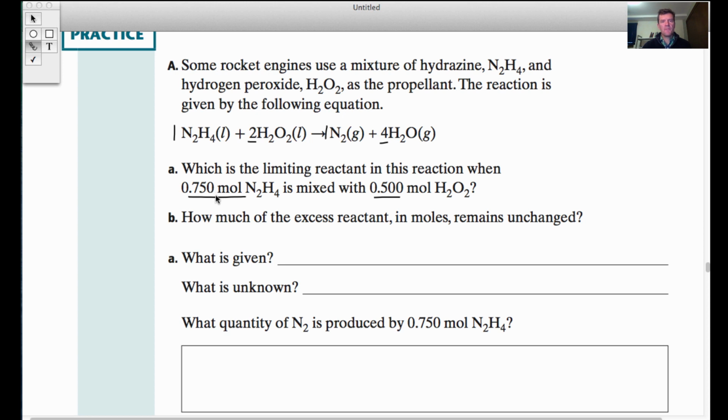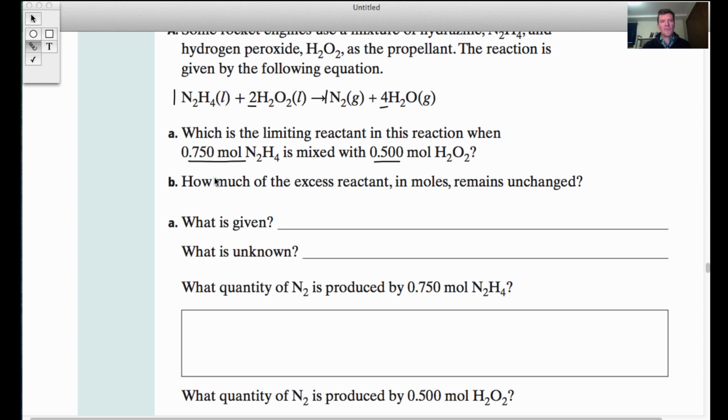If we have 0.75 moles of this one, we're comparing our two reactants here. You'll notice the ratio. It's a 1 to 2 ratio. So in order for that ratio to happen in the perfect ideal ratio, you need twice as much hydrogen peroxide as you do the dinitrogen tetrahydride. Okay? Well, do we have that? Let's see. If I've got 0.75 moles of the N2H4, I would need twice that of the H2O2 for it to combine in a perfect ratio.